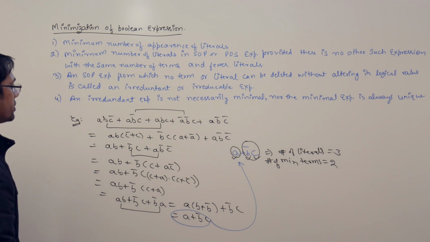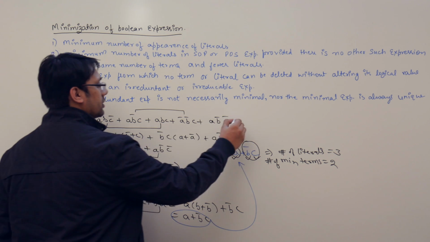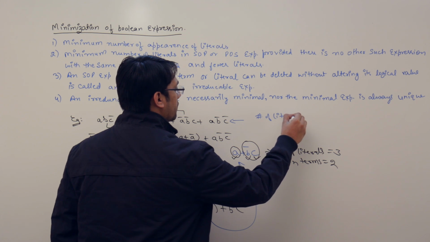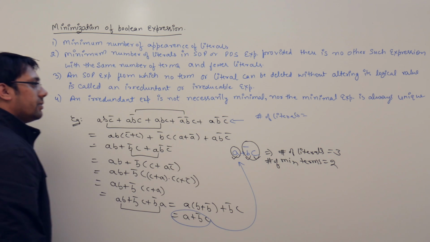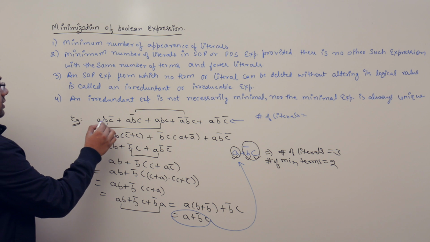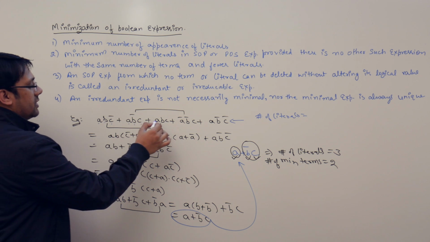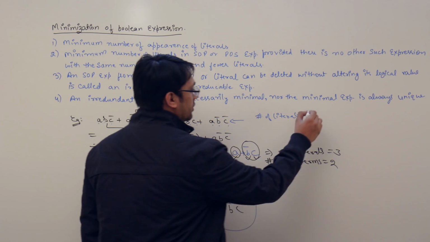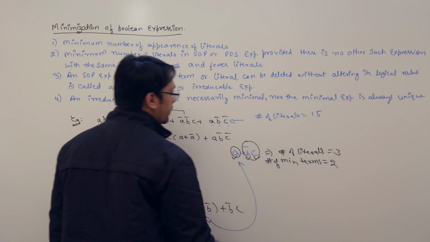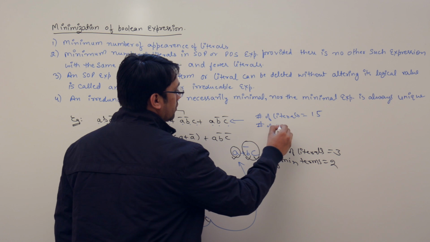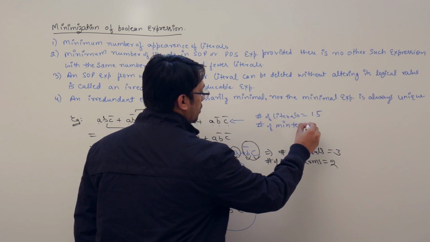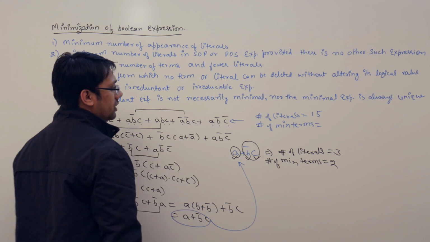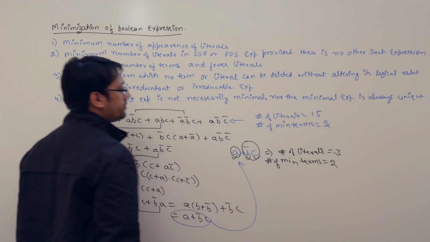But if you take the original expression, then in this expression, what are the number of literals? Every occurrence of a variable is a literal. So how many literals are there? 1, 2, 3, 4, 5, 6, 7, 8, 9, 10, 11, 12, 13, 14 and 15. So there are 15 literals. And what are the number of min terms? These are 1, 2, 3, 4, 5. So there are 5 min terms.